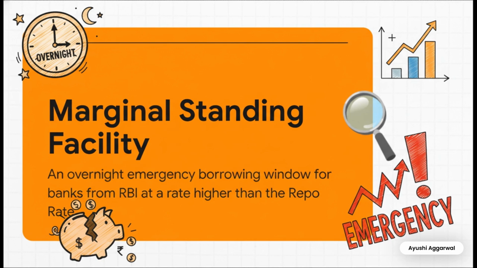Now for the third of our big three, the MSF, or Marginal Standing Facility. The best way to think about this is as an emergency, last resort loan for banks. If a bank is in a real pinch and needs money literally overnight, just for one single night, they can use this window. But because it's an emergency loan, the interest rate, which we call a penal rate, is always going to be higher than the normal repo rate.